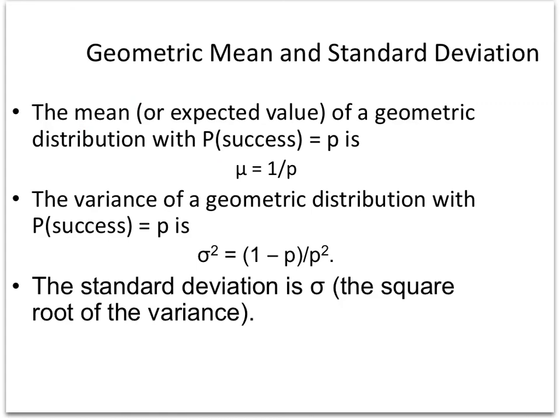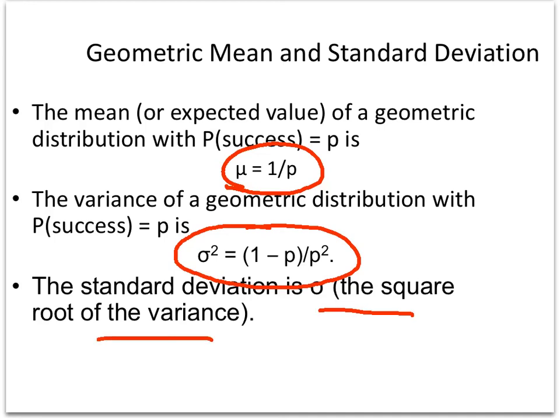So a couple of formulas to be aware of if we want the geometric mean and standard deviation. As I mentioned, the mean is 1 over p, or 1 over the probability of success. And the variance is 1 minus p divided by p squared, where 1 minus p is the probability of failure and p is the probability of success, and then we take the square root to get the standard deviation.